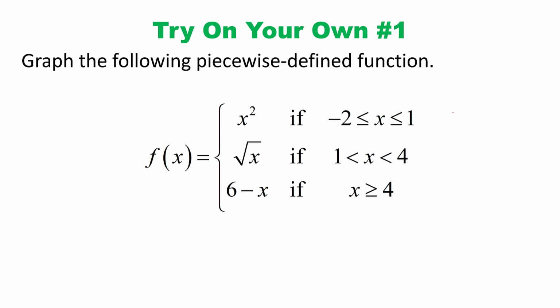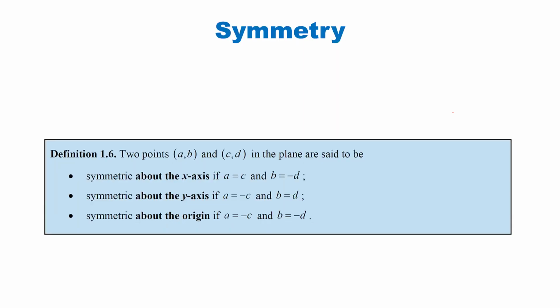F of x equals 6 minus x if x is greater than or equal to 4. So give that a try. We're going to look next at symmetry.